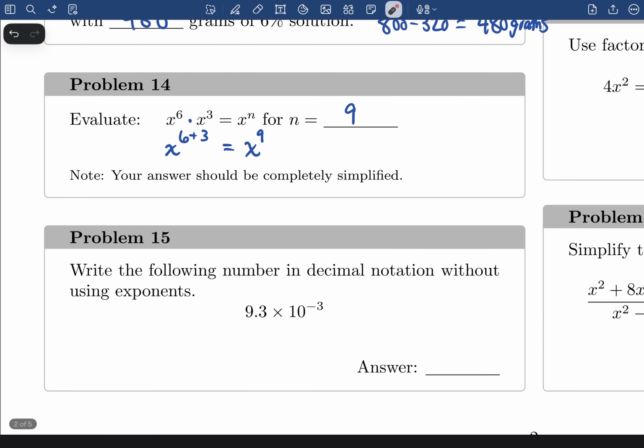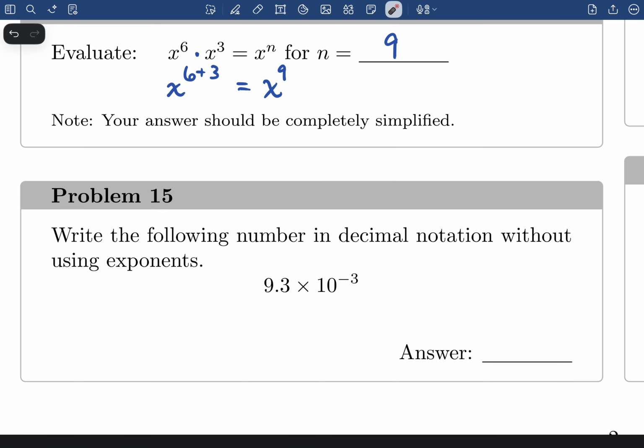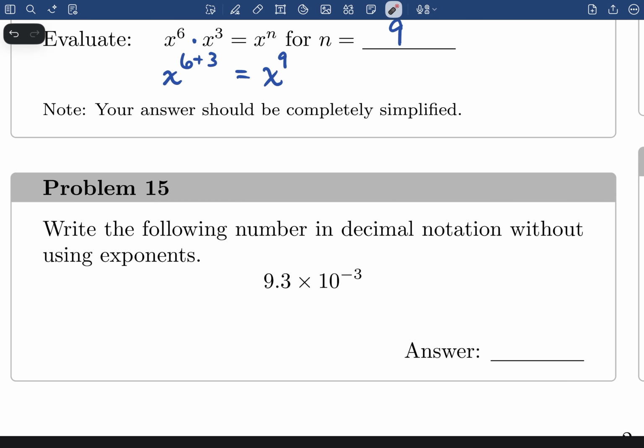Awesome. Moving forward, problem number 15 says write the following number in decimal notation without using exponents. All right, so we worked on scientific notation in this course, making sure that you were good with scientific notation for future science classes. And so this is written in scientific notation. We want to put it in decimal notation. And this 10 to the negative 3 power is that scientific notation.